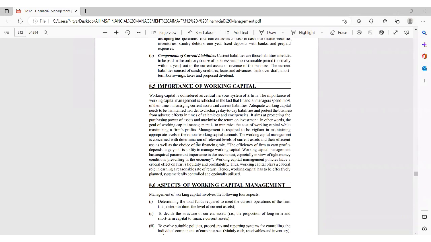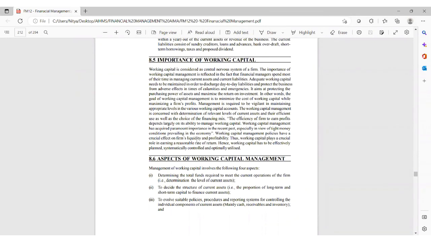Now, if I talk about the importance of working capital, see, working capital is very, very important because your day-to-day operations are being taken care of with the help of your working capital. If at any point of time you do not have adequate working capital, you will not be able to pay off your debts, and at the same time, if you do not have a sufficient amount of working capital, then you will not be able to manage, especially in case of certain adverse situations like natural calamities, emergencies, etc.